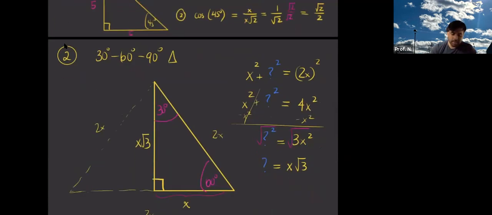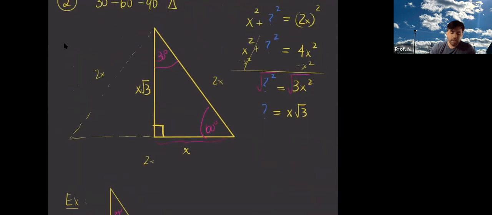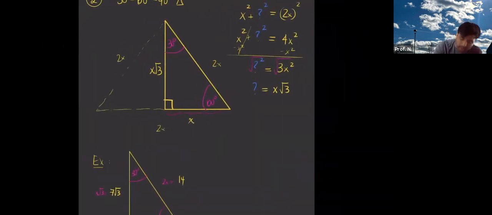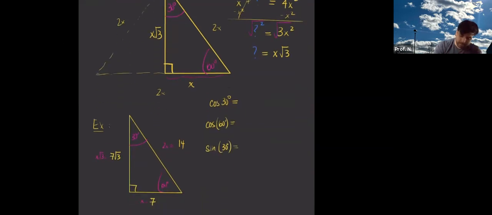And I can apply the same reasoning for 30, 60, 90 triangles. I can say, hey, what is cosine of 30 degrees? What is sine of 30 degrees? What is cosine of 60 degrees? Actually, I should write this over here. And then what is sine of 60 degrees?